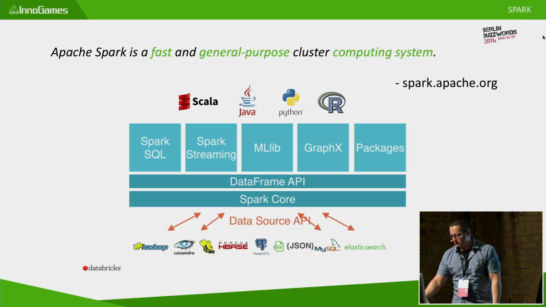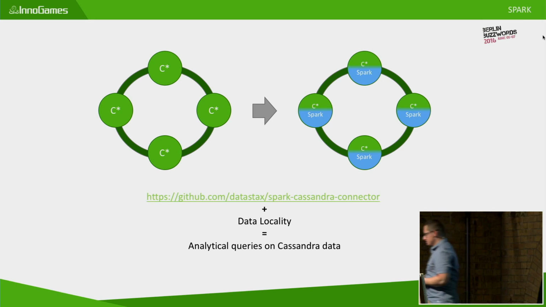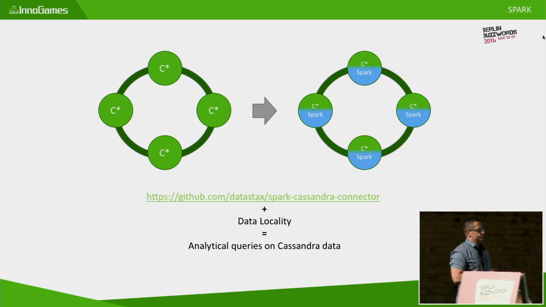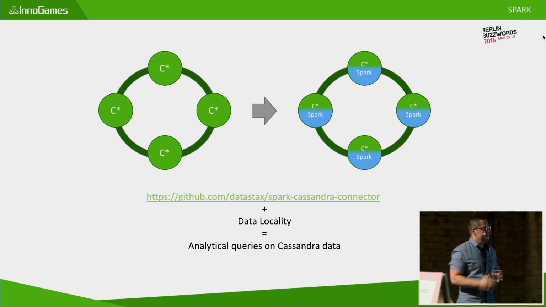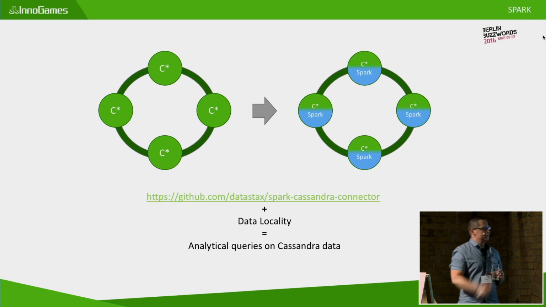Now, what we did with it is that we actually installed a Spark cluster alongside our Cassandra cluster to solve this issue. And this is quite cool because there's a Spark Cassandra connector by DataStax that we use together with the fact that we have data locality. Based on that, we can do very fast analytical queries on Cassandra data.